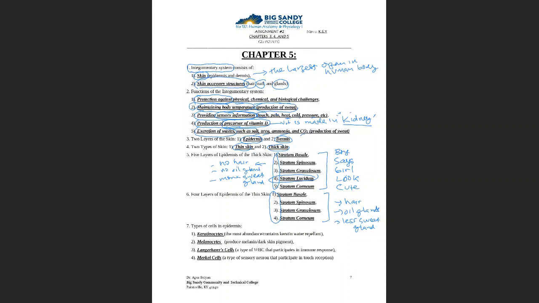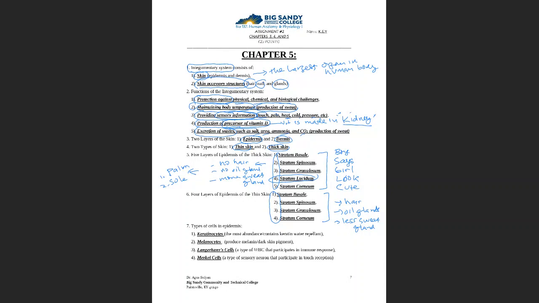So thick skin will be located on the palm of your hand and the sole of your feet. So that's location for the thick skin. The rest of your skin will be thin skin.